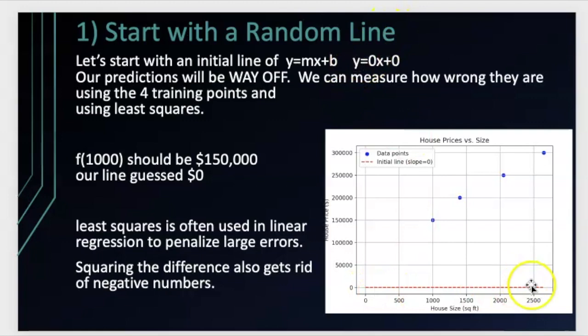So this red line right here is my guess for the house price prediction model. I'm way off. I can tell by comparing each of the data points with my guess of a price of 0, and I'm way off. So a common way to measure how far off we are is least squares. We're going to take the difference between the actual price of this house right here that's got 1,000 square feet minus the 0 guess, and then square that. And we'll do that for all of our data points and then divide by the number of data points.